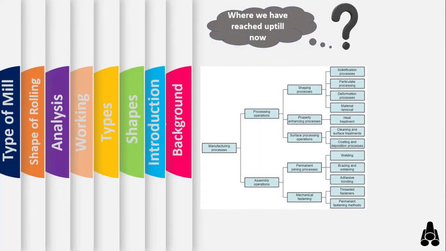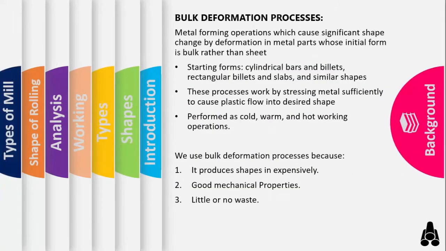So again, where we are standing right now, we are basically discussing the bulk deformation process among the deformation processes, and in the bulk deformation process we are going to discuss the rolling operation. Right, we have forging, extrusion, and wire and bar drawing. So we'll briefly discuss the background of the rolling operation.